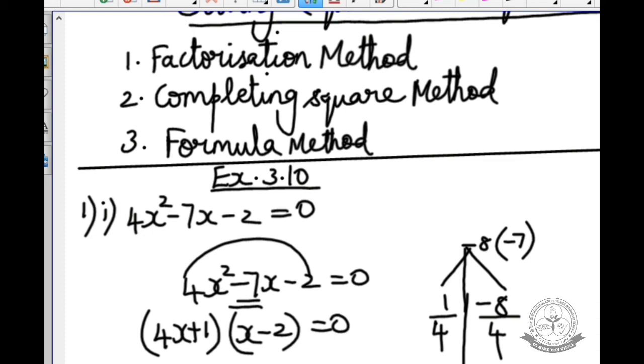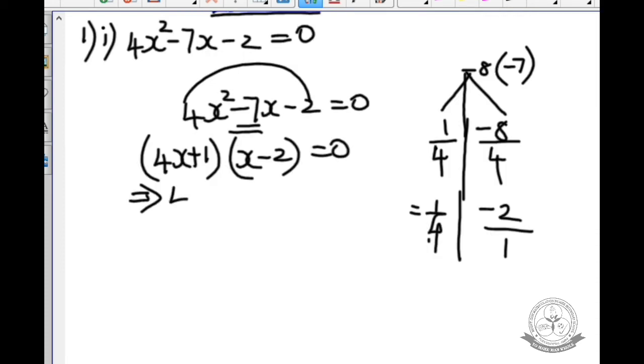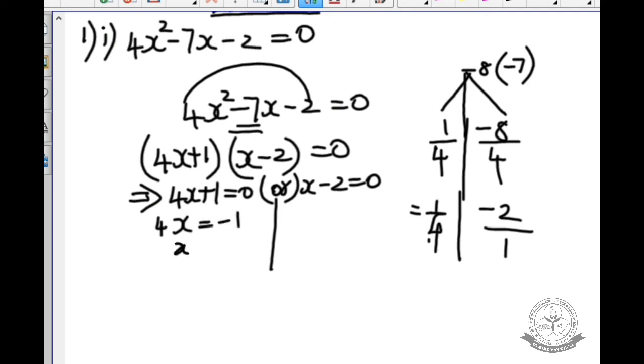Product of the linear factors: if the product of the two terms is 0, it implies either of them should be 0. That is, 4x plus 1 equal to 0 or x minus 2 equal to 0. If either one is 0, multiplying by 0 gives 0. So find from this. From this, 4x equal to minus 1, x equal to minus 1 by 4. x minus 2 equal to 0, so x equal to 2. So the answer is x equal to minus 1 by 4 and x equal to 2.